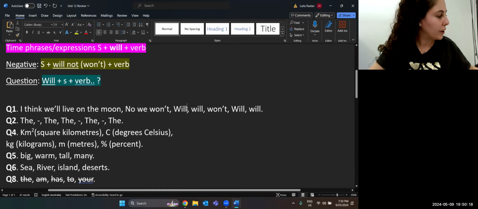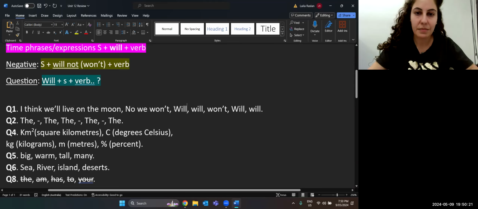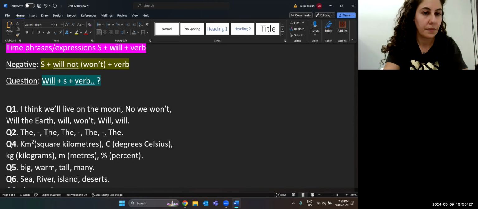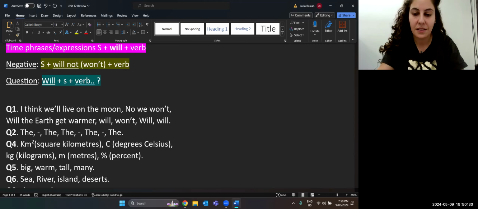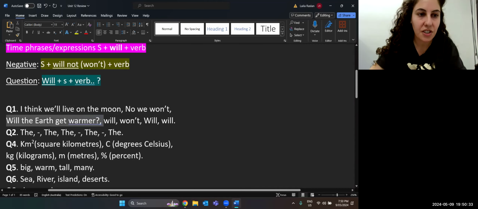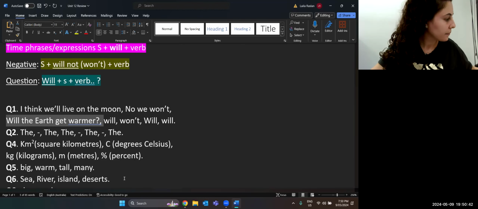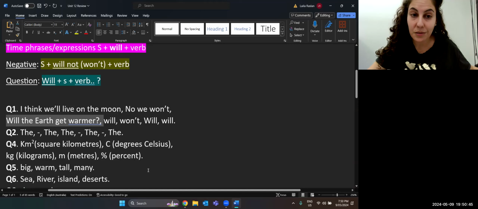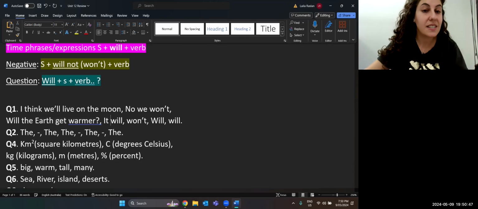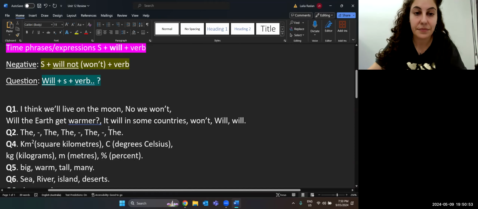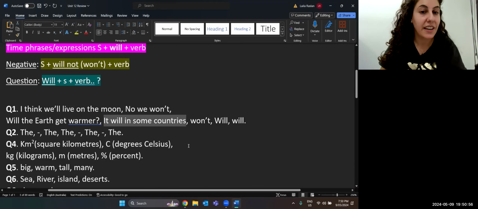As a question, will the earth get warmer? So will the earth get warmer? So it's a question. So as I said, with the question, we start with the verb. So will, and then the subject, the verb, get warmer. It depends. It will in some countries. So we have a subject, it will in some countries. Okay, subject, verb, pretty simple. It will in some countries.